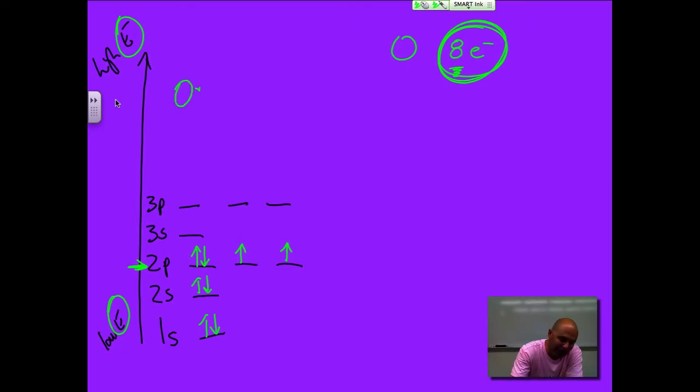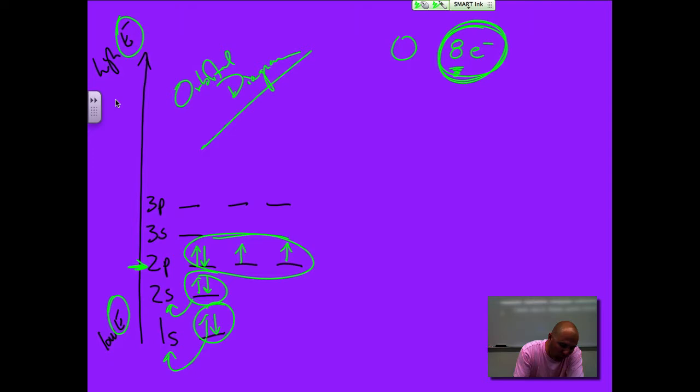This right here is what's called the orbital diagram. It's showing, and you can use dashes as the orbitals and then the arrows as electrons. Sometimes I've seen boxes, but really it's a way of representing where the electrons are. So you can see that you have 2 in the 1s, 2 in the 2s, 4 in the 2p, and that's my 8 electrons for oxygen.